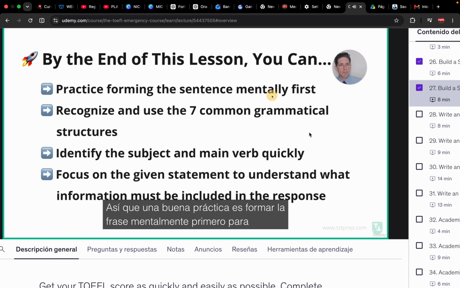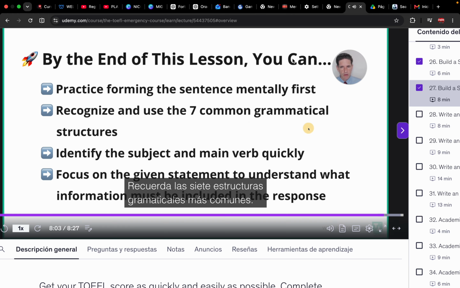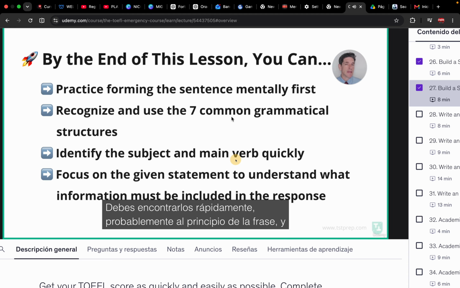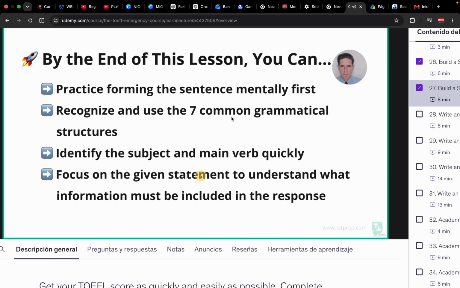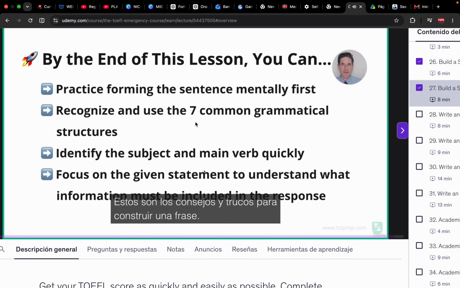So a good practice is to form the sentence mentally first to answer naturally and then see what the correct answer is. Remember the 7 common grammatical structures. Subject and verb, you want to find those fast, probably the beginning of the sentence. And remember to focus on the statement so you know how to answer. That's it. Those are the tips and tricks for Build a Sentence.